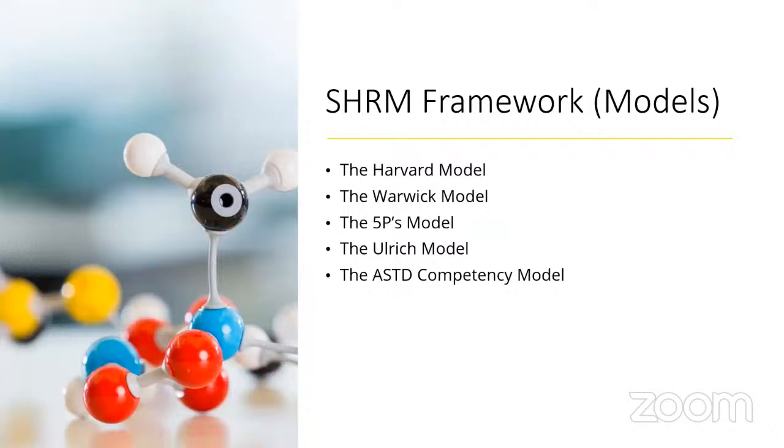Now, as we begin to round up, we'll look at strategic human resource management frameworks, or what we consider as models. We'll have 5 of them that we'll look at. You have the Harvard model, you have the Warwick, you have the 5 Ps, you have the Ulrich, and you have the ASTD. ASTD is American Society for Training and Development.